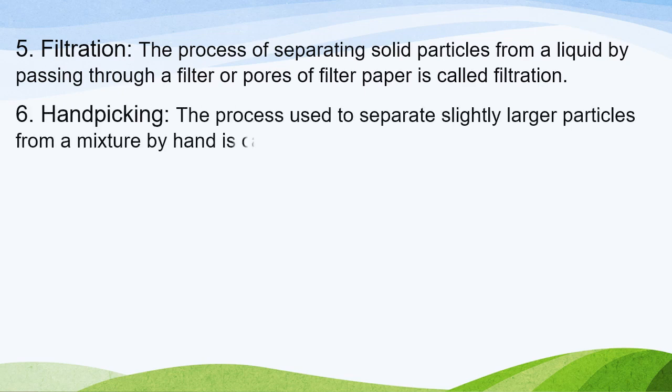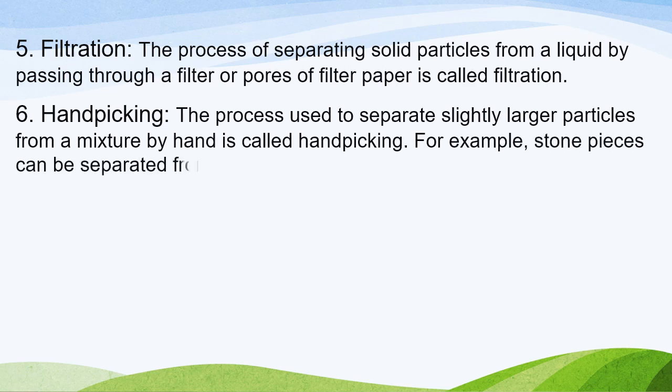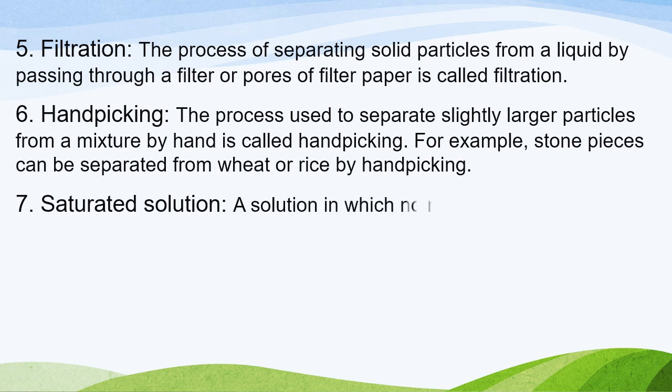Now see what is the sixth keyword. Hand picking. The process used to separate slightly larger particles from a mixture by hand is called hand picking. For example, stone pieces can be separated from wheat or rice by hand picking. So it is a simple process to separate larger particles, which we can see with our naked eyes, and we can separate them by our hand. Here one example is also given: we can separate stone pieces from wheat. So this is one example of hand picking.